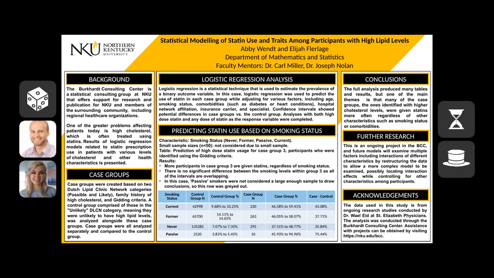One of the greater problems affecting patients today is high cholesterol, which is often treated using statins. We use logistic regression models to study statin prescription use in patients with various levels of cholesterol and other health characteristics. There were 5 case groups in this study that were based on 2 Dutch lipid clinic network categories, which were possible and likely, meaning they were possible or likely to have high cholesterol, as well as family history of high cholesterol and genetic criteria.